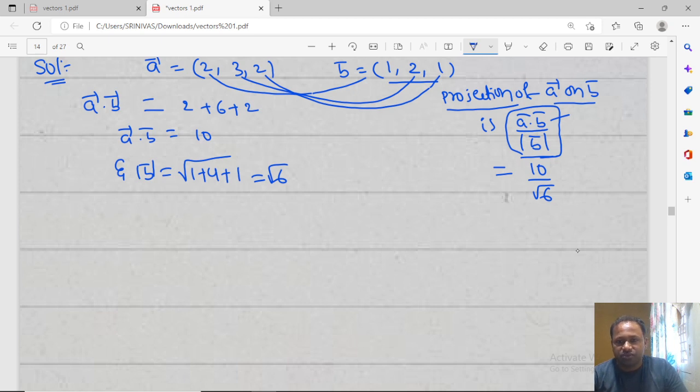Okay? So in the next class I will do some more problems. These are all NCERT and most important problems. Okay? So in the next class I will do some more problems based on this vector topic.